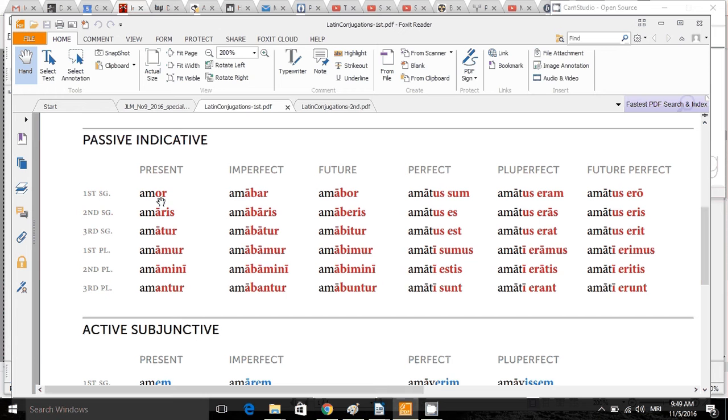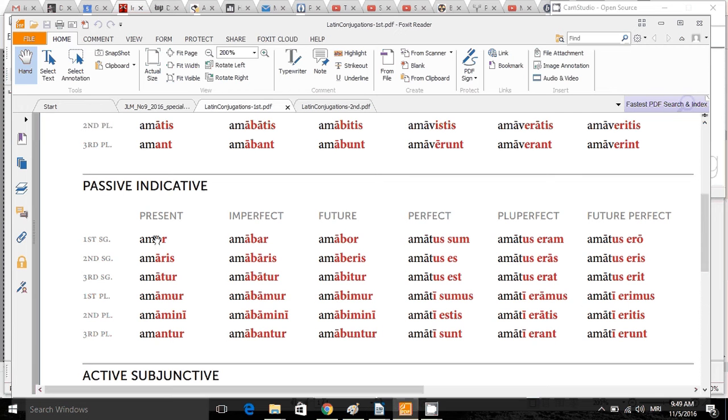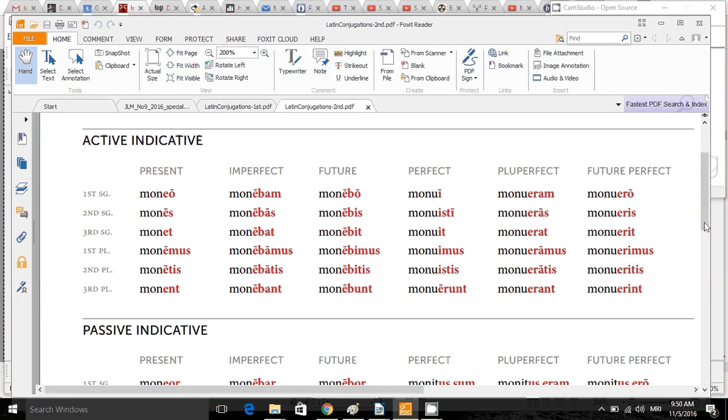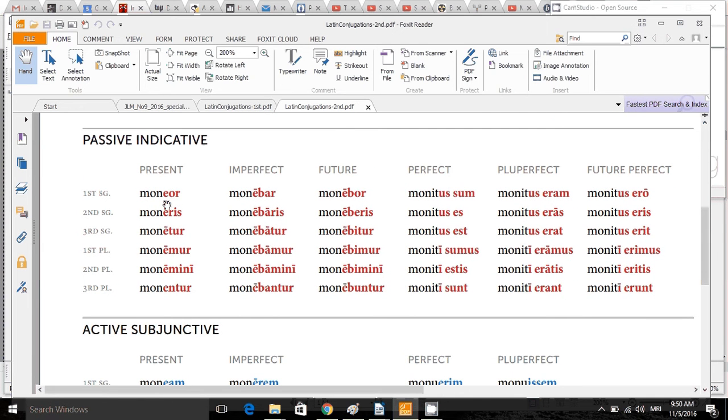So, here are the endings. The first person singular of the present is odd in that it drops out the A. But again, that was just like the present in the active voice, which was amo. There's no A in it. So likewise here we have amor. My endings are or, ris, tur, mur, mini, ntur. The A stays in there just like it did in the present. Likewise, moneo was the present active. So what do I have for the passive voice? Of course, moneor. And then or, ris, tur, mur, mini, ntur.